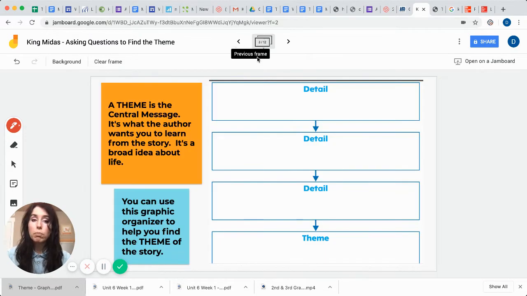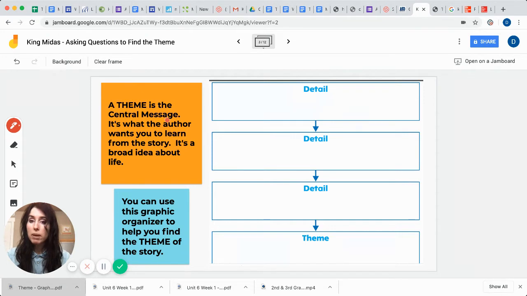Okay, now we're going to go back to find out, how can I figure out what the theme of the story is? This is a fantastic graphic organizer to use. You can see you're going to use different details that are happening in the story to give you the theme. You might ask yourself, what is the theme? Well, that's a very good question, isn't it?